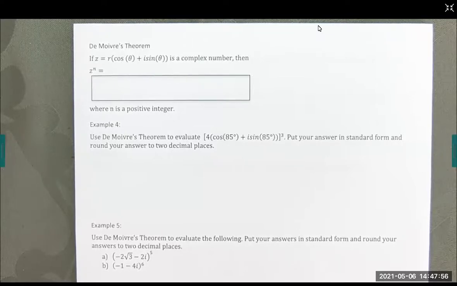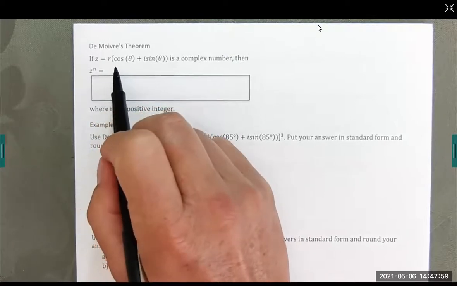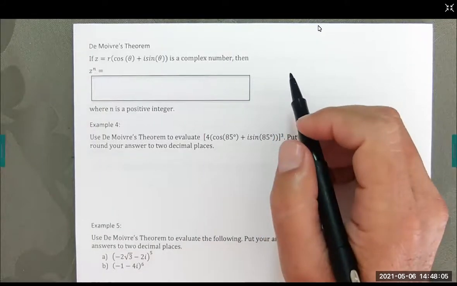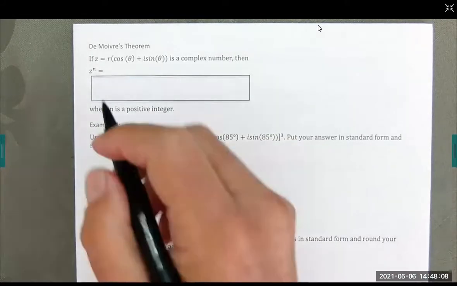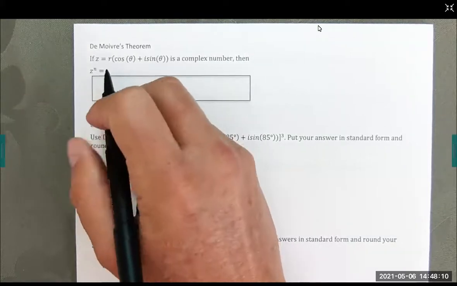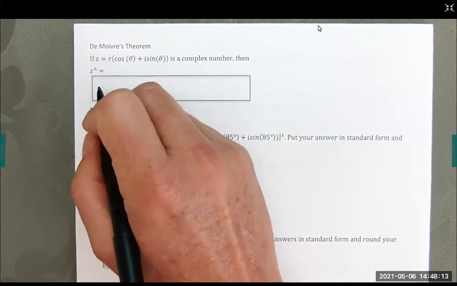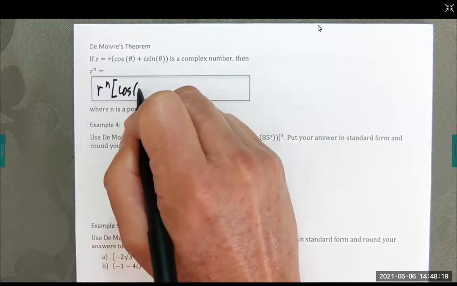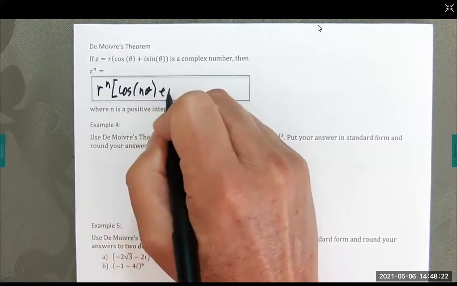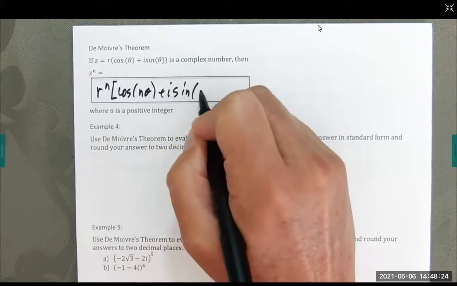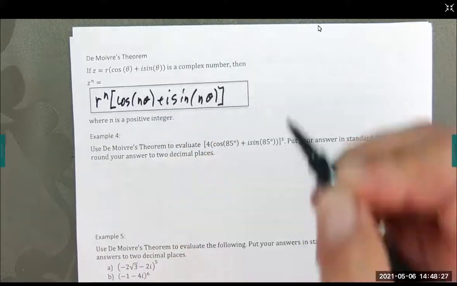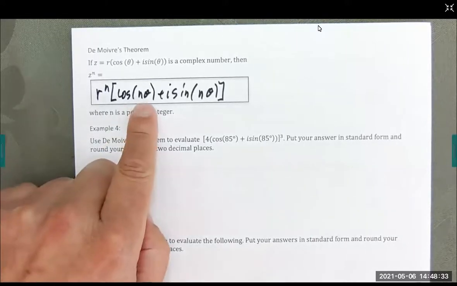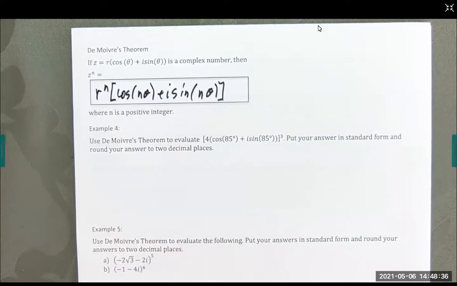Basically, if we have a complex number written in polar form or trigonometric form, those are interchangeable, then if we want to raise it to a power, we say that z to the n power is r to the n power times cosine of n theta plus i sine of n theta. This is very easy to derive from the multiplication derivation. So you can see we're adding them up n times. And we're just going to jump right into this.